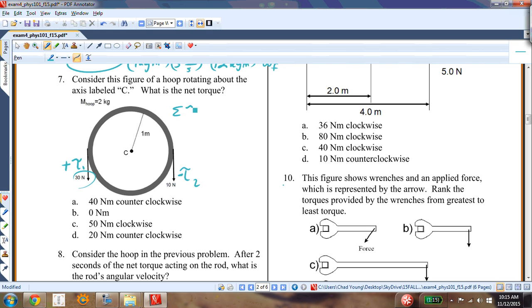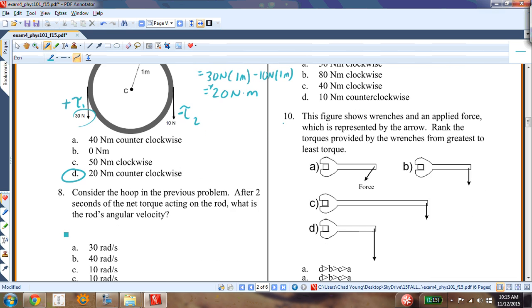So the sum of the torques will be torque 1 minus torque 2. Torque 1 is going to be 30 newtons times the distance from the axis of rotation, or the moment arm. That's 1 meter, minus 10 newtons times 1 meter. 30 minus 10, or 20 newton meters. It comes out to be positive, so it's counterclockwise. D is the right answer.